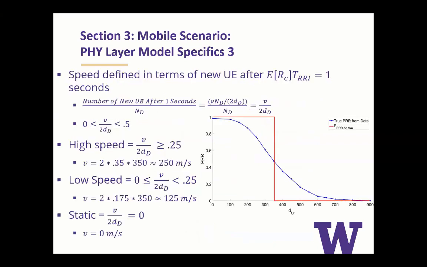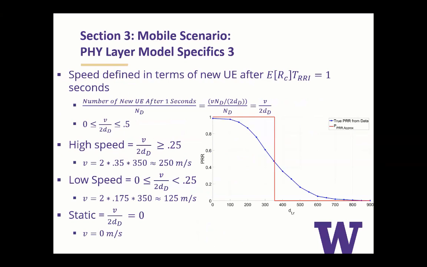With ND, we can also compute how quickly the underlying topology changes. For this, we define the metric as the number of new decodable UEs within DD after 1 second. 1 second is the amount of time between reselection events or potential reselection events, regardless of how you select the resource reservation interval, because the expected value of RC always changes based on that choice to make the expected value of RC times TRI equal 1 second.